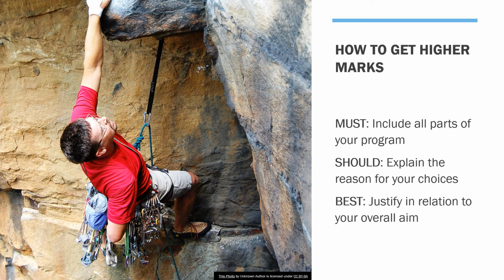And for the best marks of all, your choices should be justified in relation to your overall aim. For example, if your program is designed for very little children, a lot of the things that you've done in designing your program will be all about making it suitable for little kids. But again, it really depends on you. This is where your unique thinking comes to the fore. Try to cover as much of this as you can in your design.